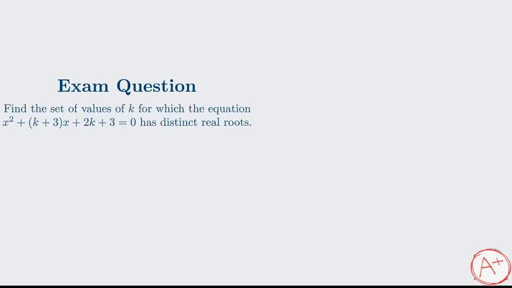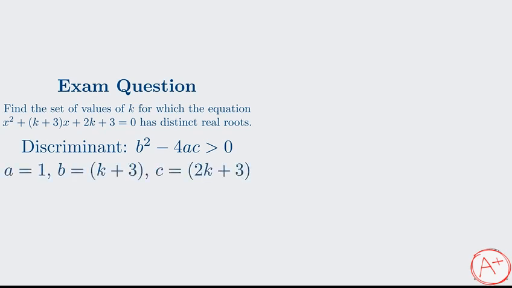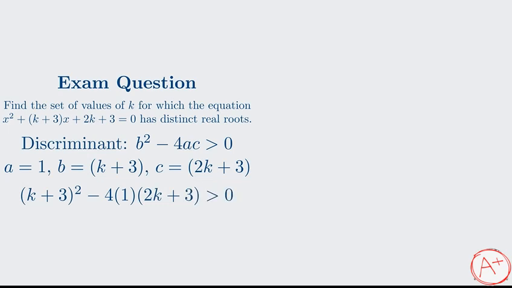Let's solve a typical Cambridge IGCSE Additional Mathematics style question. Find the set of values of k for which the equation x squared plus (k plus 3)x plus 2k plus 3 equals 0 has distinct real roots. In the context of the quadratic formula, distinct real roots occur when the discriminant, b squared minus 4ac, is strictly greater than 0. Here, our coefficients are a equals 1, b equals k plus 3, and c equals 2k plus 3. Substitute these into the discriminant inequality.